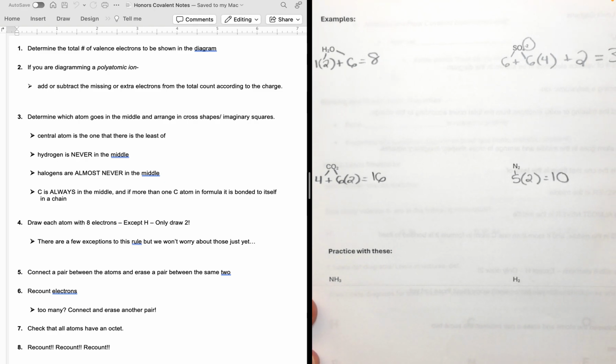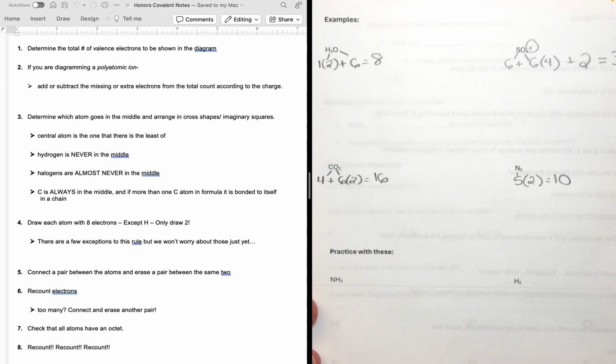Okay. Now determine which atom goes in the middle and arrange in a cross shape / imaginary squares. So the central atom is the one that there's the least of. Hydrogen is never in the middle. Hydrogen only has 1 valence electron, so it can only form 1 bond. You can't put it in the middle.